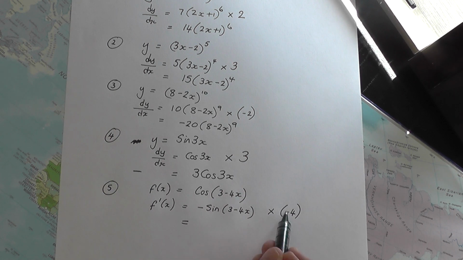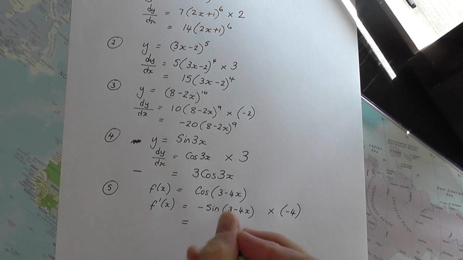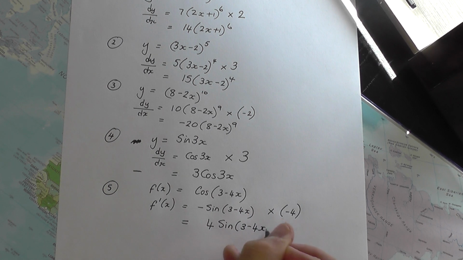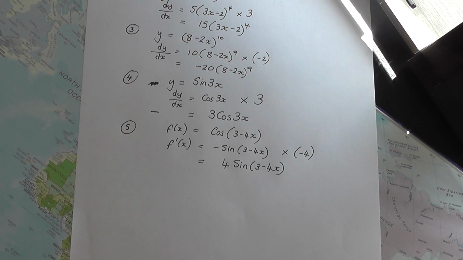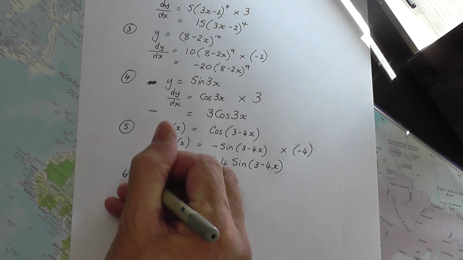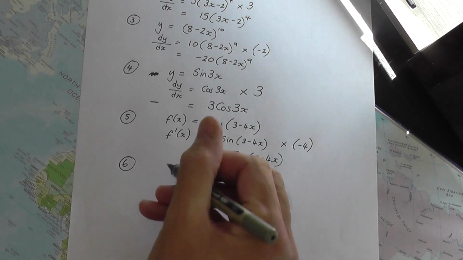Equals. A minus times a minus is a plus. 4 goes to the front. Sine of 3 minus 4x. And there's your answer. Simple as that. Okay, a very simple process. Number 6, how about this one?